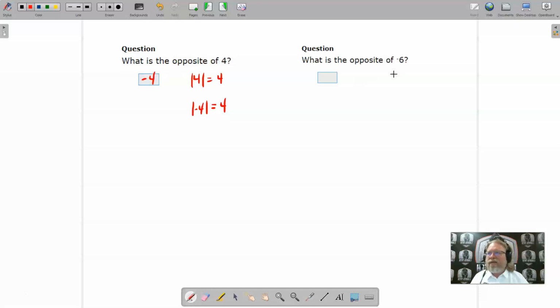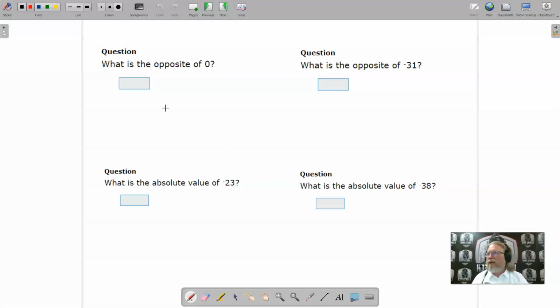So what's the opposite of -6? Well, if I take -6, its absolute value is 6. So what other number could I have that would also have the absolute value of 6? That would be +6. So our answer is +6. Like, is it really that easy, Mr. T? Indeed, it is. This is probably one of the easier ones we'll have over the year.